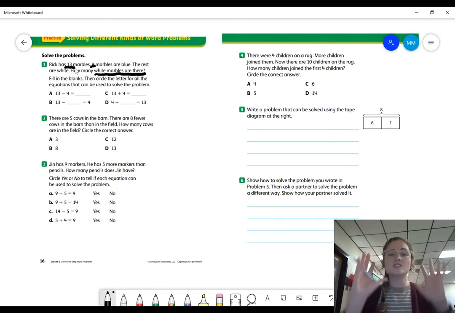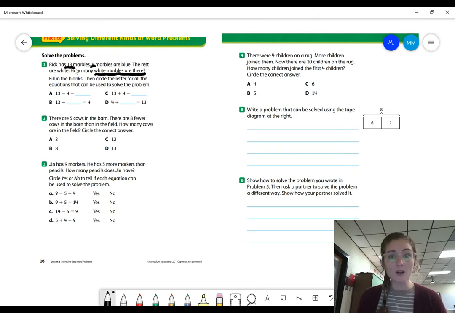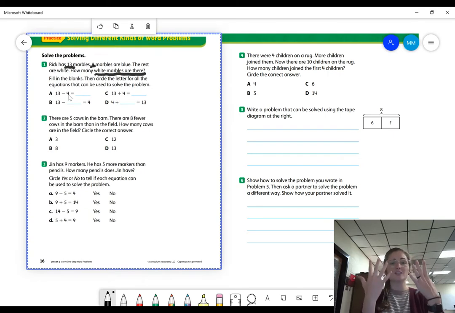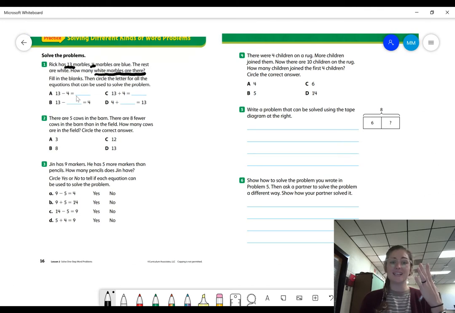So let's think. If he has 13 marbles all together, is that going to be our part or our whole? It's going to be our whole, right? So we know that Rick has 13 marbles altogether. 4 of those marbles are blue. The rest are white. How many white marbles are there? It says fill in the blanks, then circle the letter for all the equations that can be used to solve the problem. So 13 minus 4, well, I don't have 13 fingers, so I can't take away 13.